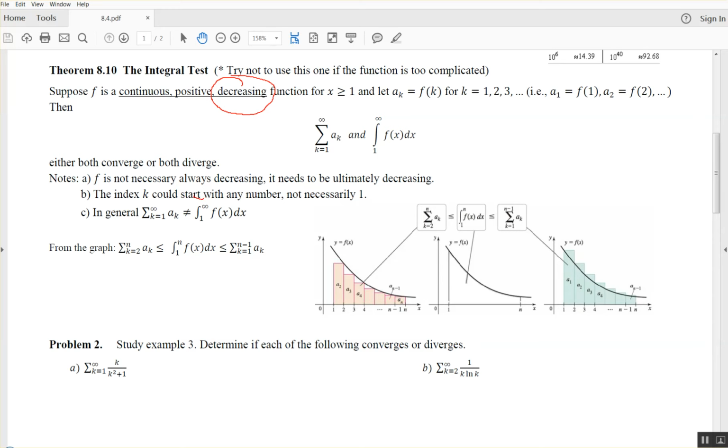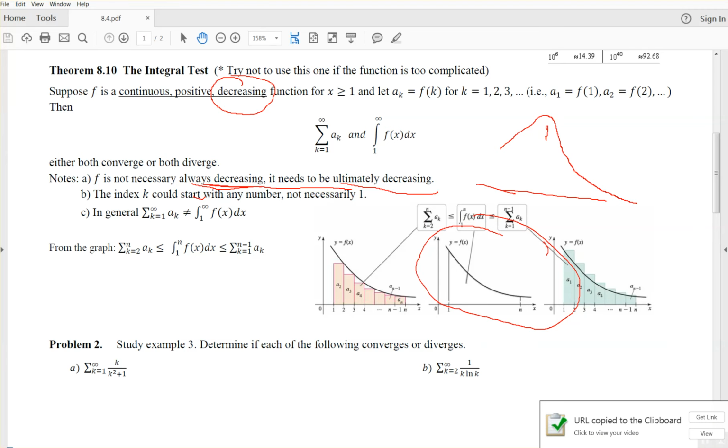I actually have another comment down below. It doesn't have to be always decreasing; it just needs to be ultimately decreasing. For instance, the graph we have here shows decreasing, but as long as it's ultimately decreasing, you can have some increasing, and then from some point on it must be always decreasing. So it's okay to have some increasing but ultimately decreasing.